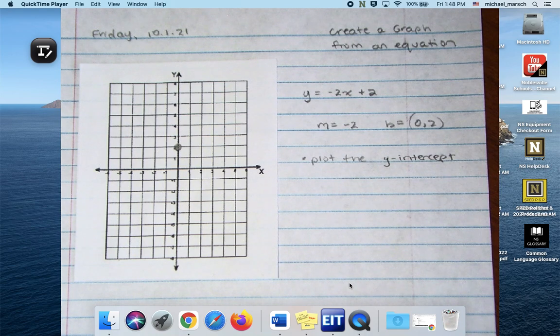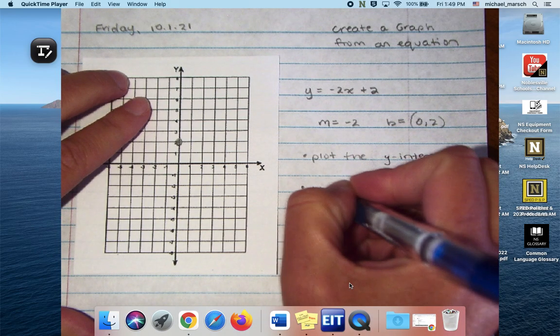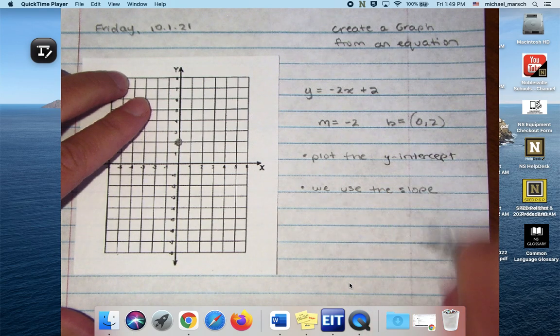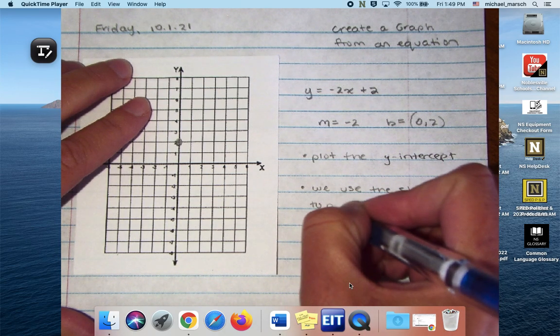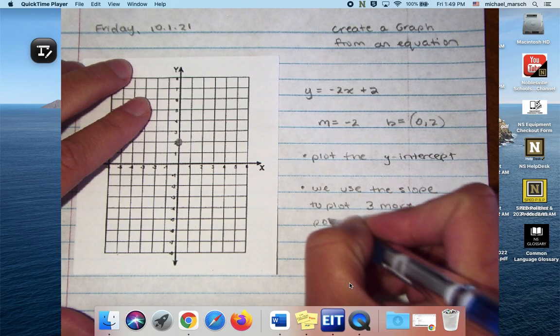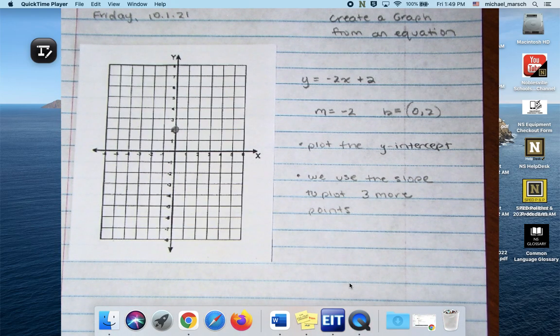Okay. So the reason I passed out a ruler is so that your graphs can look accurate. Now that we have our y-intercept, we use that as kind of our starting point. And then we use the slope to plot 3 more points, right? Because remember, the slope is the distance between the 2 points and the direction we go in, right?